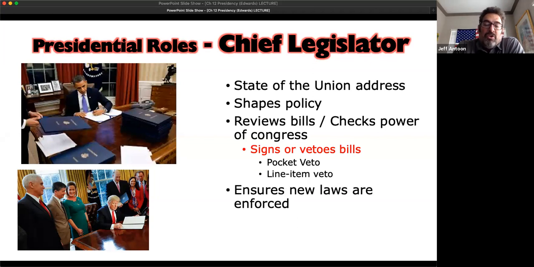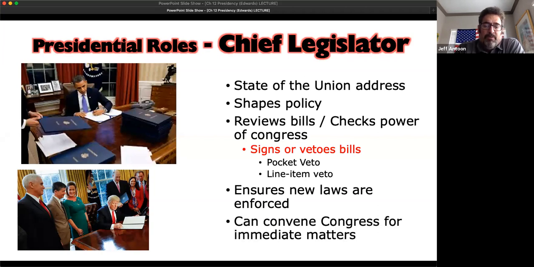The line item veto should have a question mark because that doesn't really happen. They ensure new laws are enforced because they are the executive branch. They execute the laws. The bureaucracy helps them out, and that's Chapter 14. And they can convene Congress at any time they want for emergency matters, a joint session of Congress. It doesn't happen a lot.